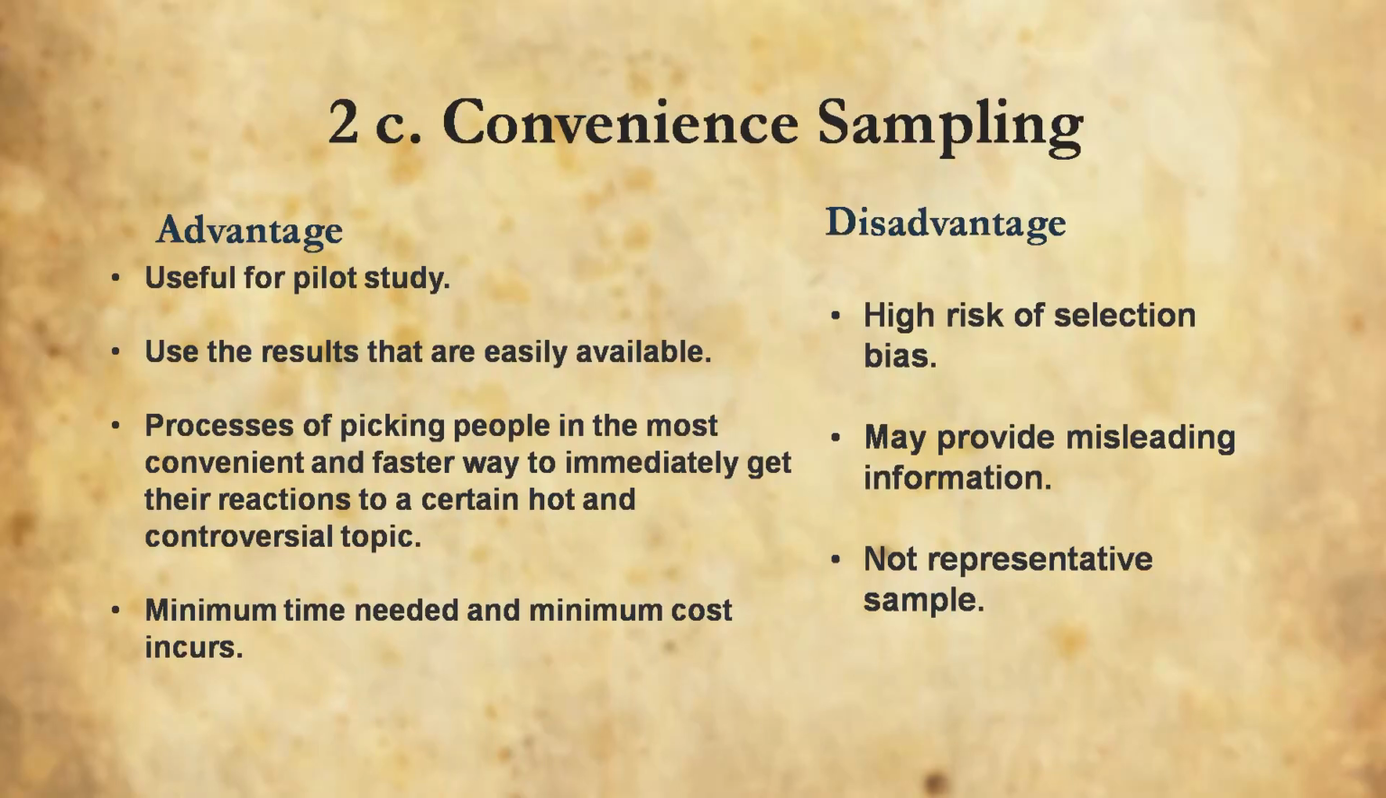Now, convenience sampling has its advantage where it is very useful for the pilot study, and the results that are easily available in convenience sampling are easy to handle. It is a process of picking people in the most convenient and faster way to immediately get their reactions to a certain hot and controversial topic. Here, the time needed is minimal, and so are other resources. The disadvantage is that it involves high risks of selection bias, and it may provide misleading information, and it may not be a representative sample.